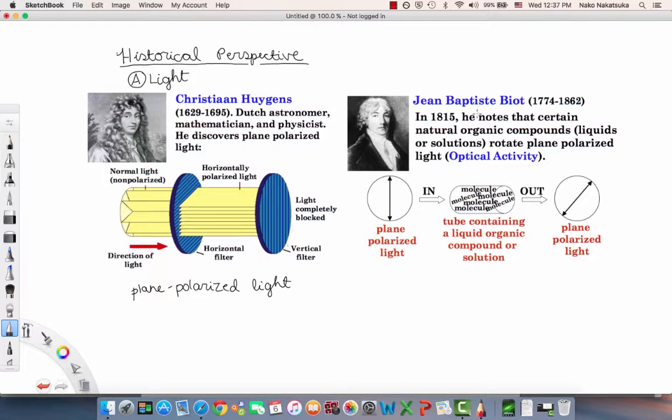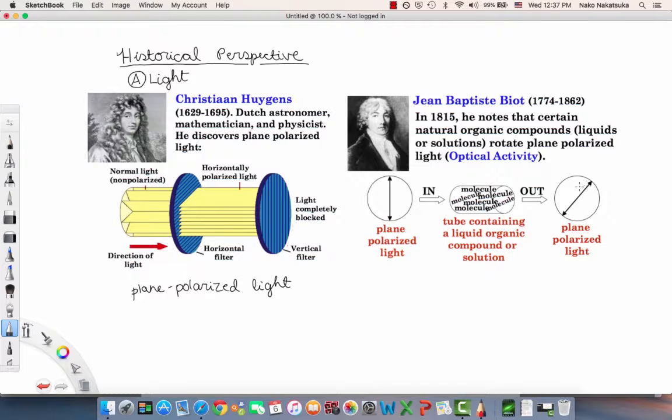And then Jean-Baptiste Biot actually found out that some natural substances also rotate plane polarized light. So if you look at this diagram, you have plane polarized light where it's just in one direction instead of all the 360 degrees. And then when you put it in a tube containing a liquid organic compound or solution, when it comes out, the plane polarized light rotated, or it changed the direction.